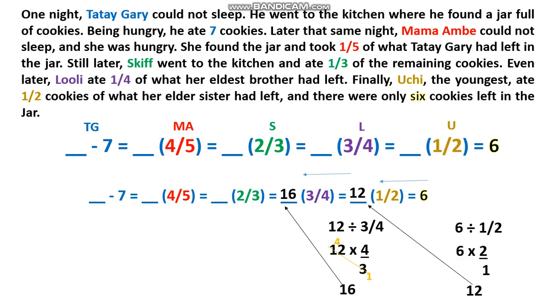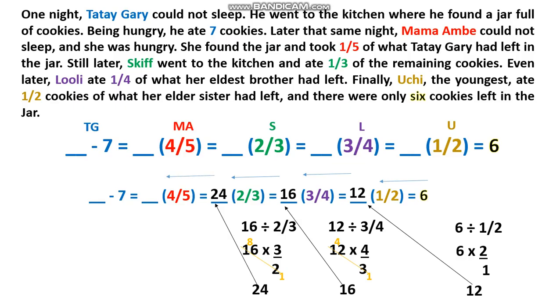Let us continue working backwards. So mula doon naman sa 16, i-divide natin siya ng 2/3. So once again, and then cancellation method, then basically 8 times 3 is 24. So there were 24 cookies in the jar when Skiff found it.